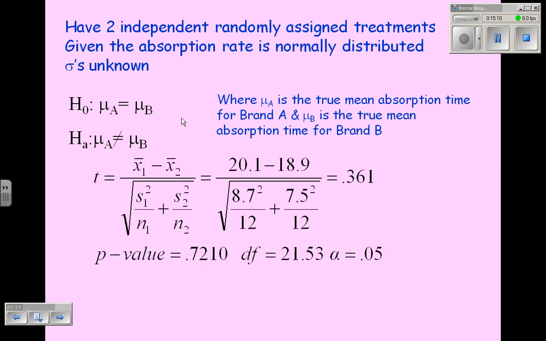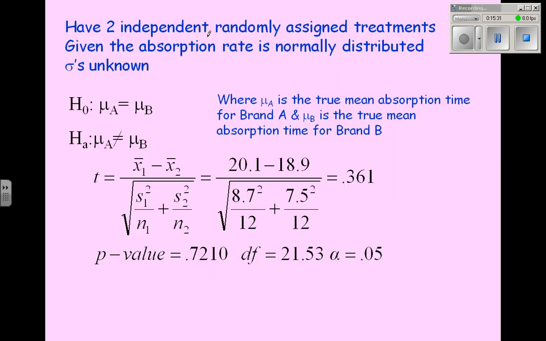So here's our formula. Plug in all the appropriate numbers and we get a t statistic of 0.361. You can use tcdf just like we did previously. Now that you have your t statistic, we're using the exact same procedures that we used before, and we get a p-value of 0.721. Now the degrees of freedom.